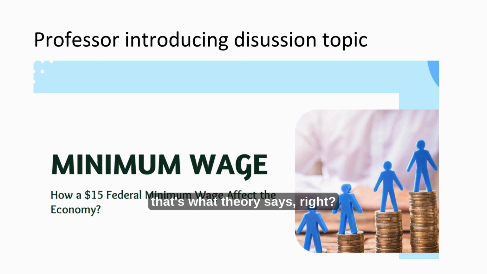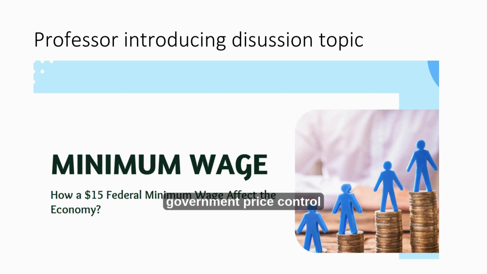Now, that's what theory says, right? So what we're going to do is apply what we've learned in theory to real world scenarios. So when we talk about price control or government regulation, one most commonly seen government price control is minimum wage. Now, we've had a lot of discussion about how setting minimum wage can lead to unemployment. So from a pure theoretical perspective, most economists would say it's probably a bad idea.